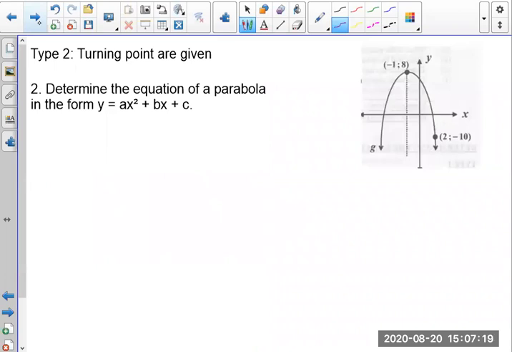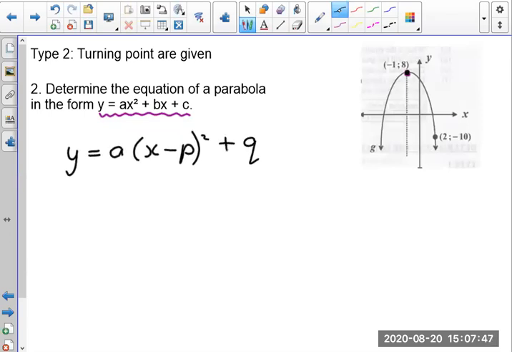Okay, number 2. Now look at your sketch. Can you see that the turning point is given? Determine the equation of the parabola, and they again ask in this form. But you're not going to start there. You're going to start with the equation that uses the turning point. So it will be y equals a(x minus p) squared plus q. Can you see why I said yesterday you need to know the equations by heart? It's not on a formula sheet.